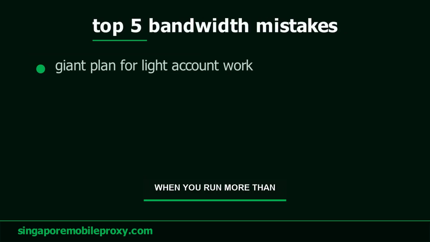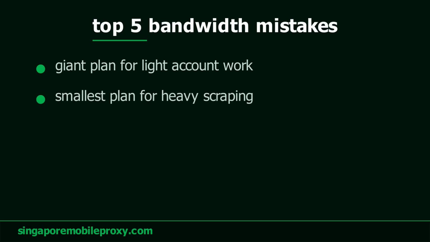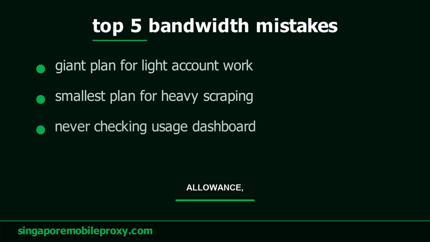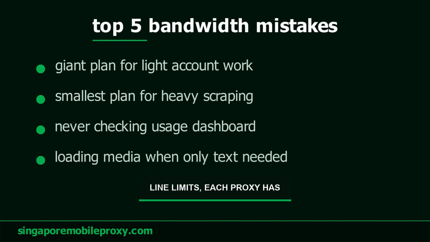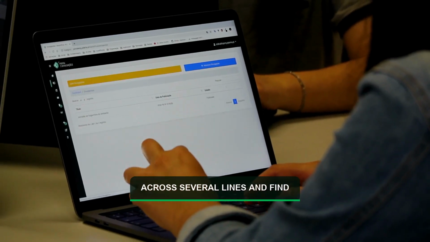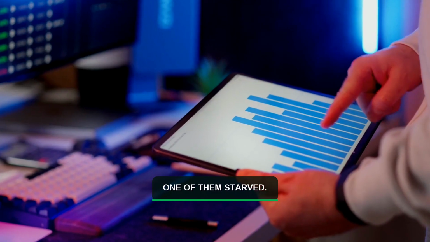One thing to get straight when you run more than one line is whether your bandwidth is per line or pooled. With pooled data, all your proxies draw from one shared allowance, which is flexible because a quiet line leaves more for a busy one. With per line limits, each proxy has its own cap and a heavy task on one line cannot borrow from another. Neither is wrong, but they size very differently, so know which model you are buying before you split a number across several lines and find one of them starved.